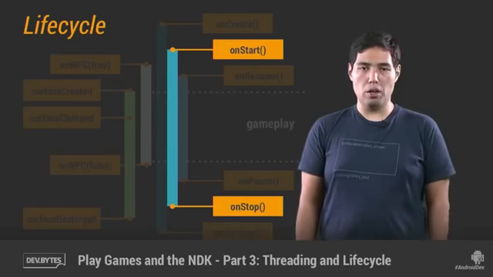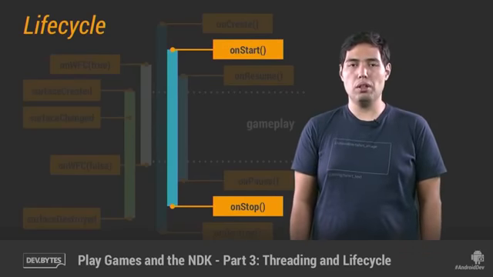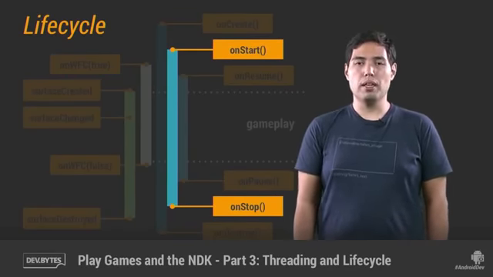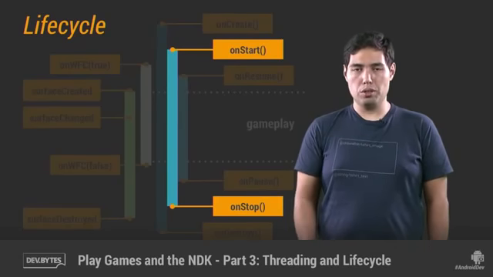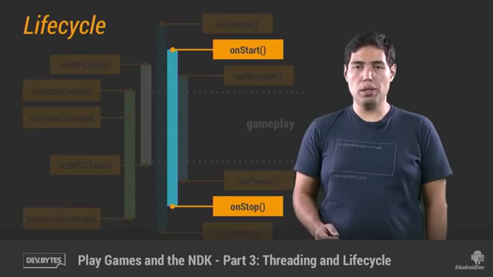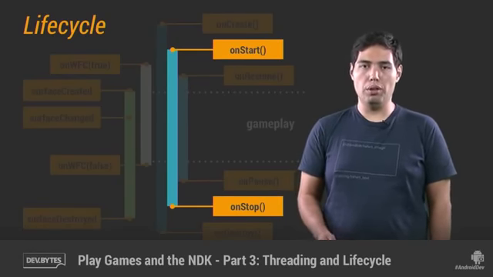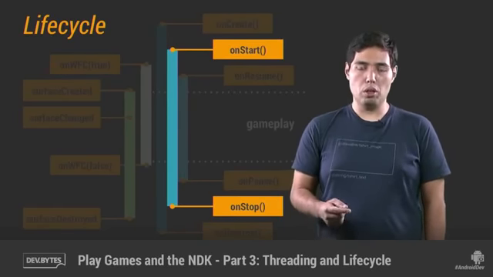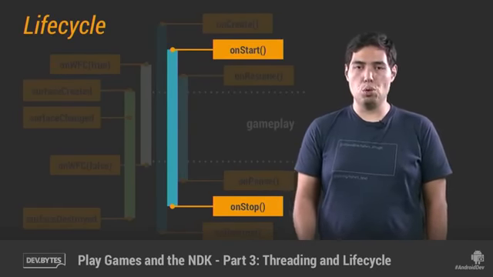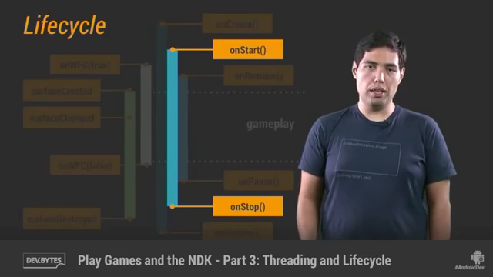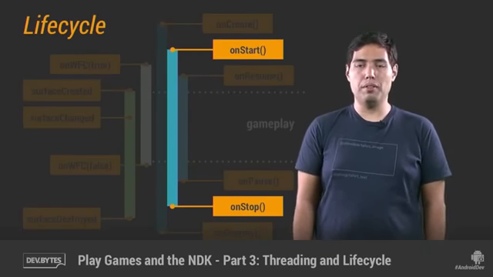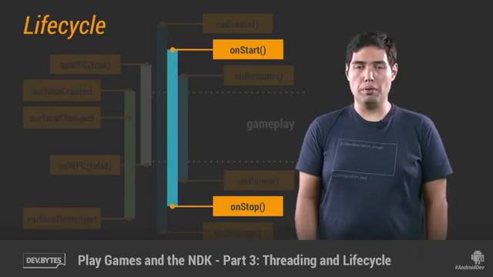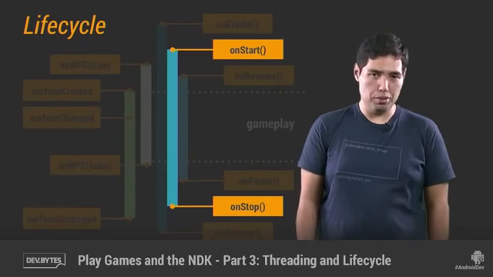So we have onStart and onStop. Between onStart and onStop, that's when the Play Games activity lifecycle actually happens. Typically after onStart, there is no way to keep a connection to Play Games while your application is not started. So whenever you get onStop, you actually lose the connection to Play Games and you have to restore it on start. If you're using GameHelper or BaseGameActivity, that restoration is done for you automatically. So you don't have to worry about that, but you have to know that it exists.